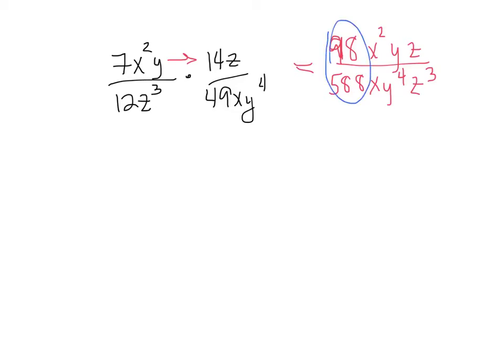So 98 actually goes into both of these, and it becomes 1/6. Then if you look at your x's, we're going to have an x on top. You can say the x on the bottom cancels with one of the x's on top, leaving you with an x on the top. You can say the y cancels with one of the y's on the bottom, leaving you with 3 y's on the bottom. And the z on top cancels with one z on the bottom, leaving you with 2 z's on the bottom. So there would be one way to do this problem.